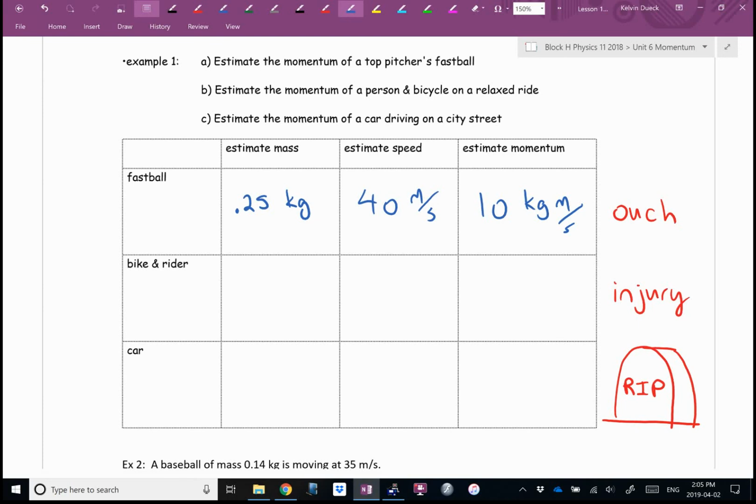Again, depending on where it hits you. In your eye, okay, we're probably calling 911. But on your torso, pretty good.